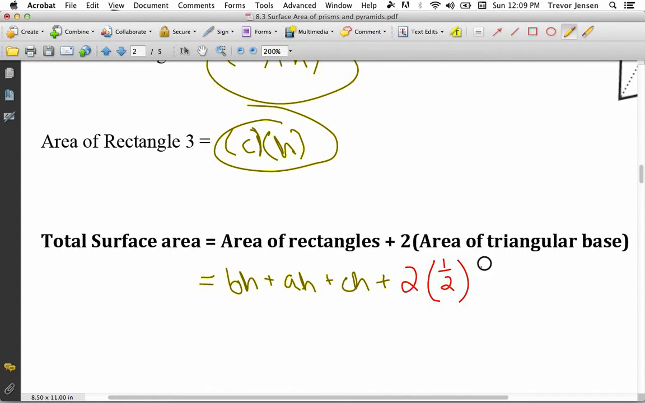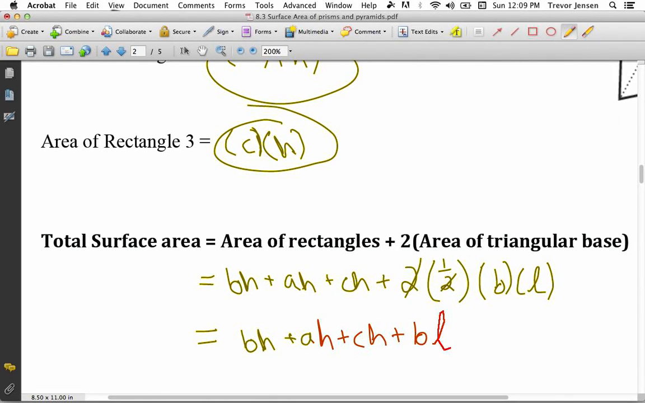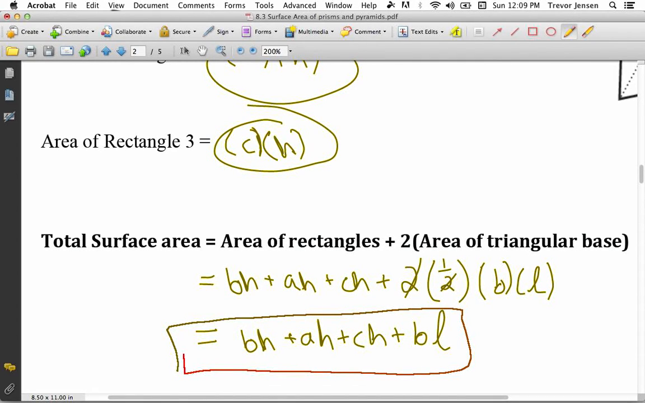times B times L. Well, what I'm going to simplify here, I have 2 times a half. Well, what's half of 2? It's just 1. So essentially, those cancel out, and I just have 1 times B times L, which is just B times L. So to find the total surface area, what I have is B times H plus A times H, plus C times H plus B times L. So that's my formula for the surface area of a triangular prism.